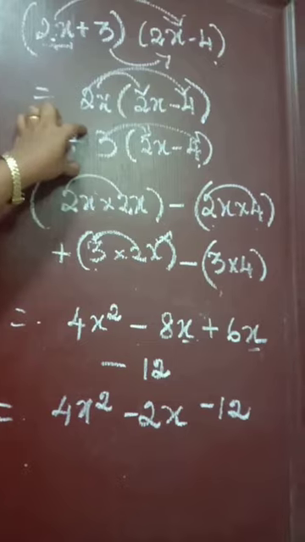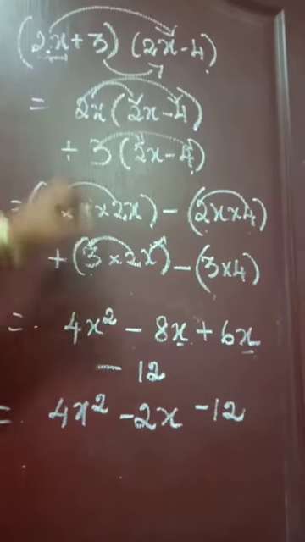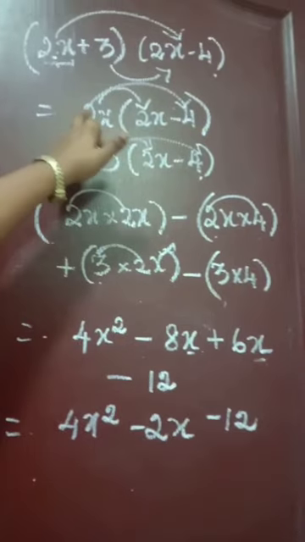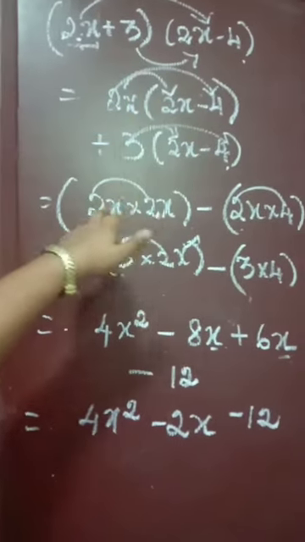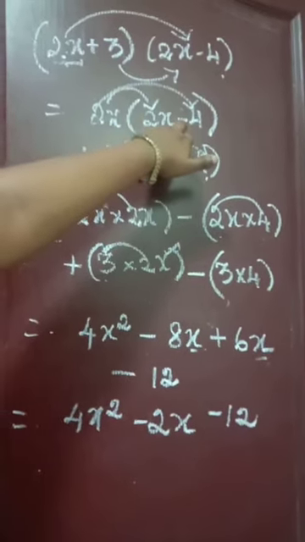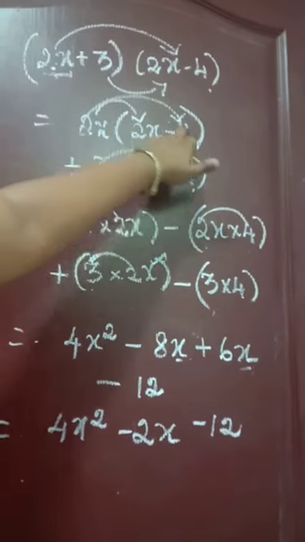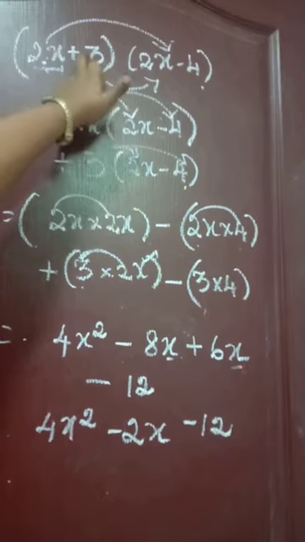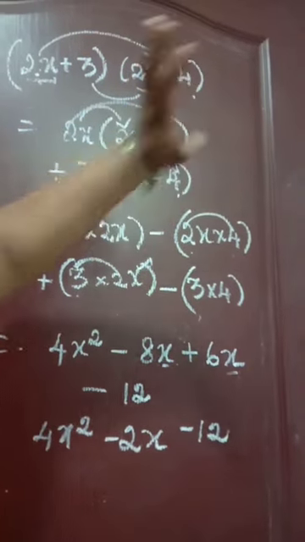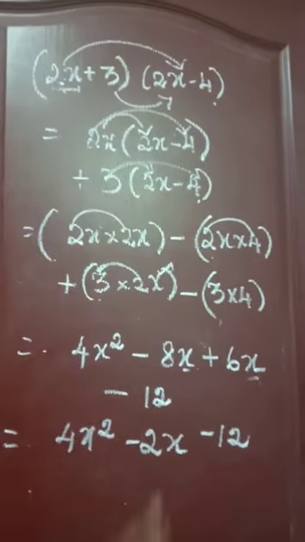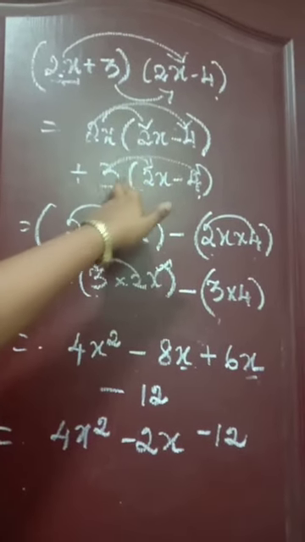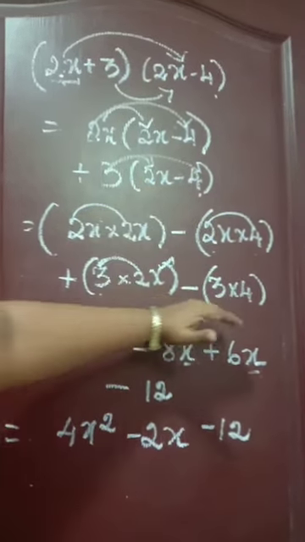Using the distributive property, we have to multiply 2x into 2x. Next, minus is there, so 2x into 4. Next, here 3 is there. So 3 multiplied with this bracket, 3 into 2x minus 4. Multiply this term with 3 and multiply this term with 3.